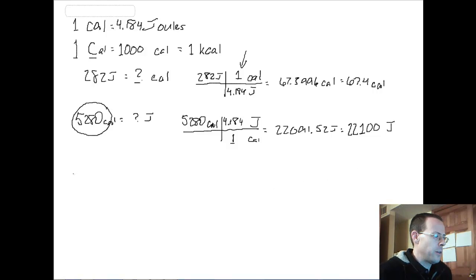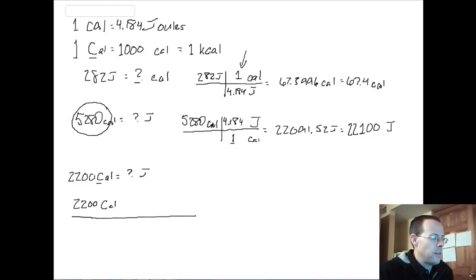All right, our last one, we're going to use our big C calories. So if we said, let's just go with a standard adult diet, it should consist of 2,200 calories per day. So notice the big C calorie. And again, we want to convert to joules. How many joules? So again, we're going to start with what we know, 2,200 big C calories. And the first thing we want to convert is big C calories to little c calories. And we know that 1 big C calorie equals 1,000 little c calories.